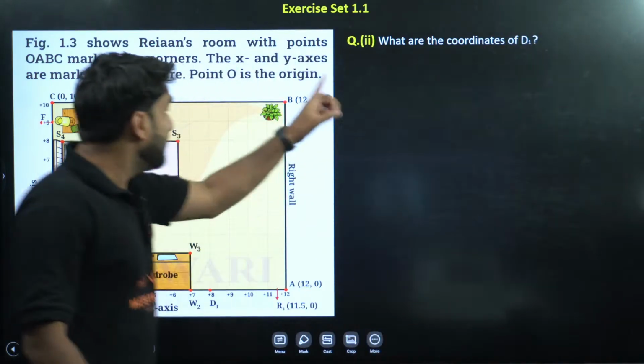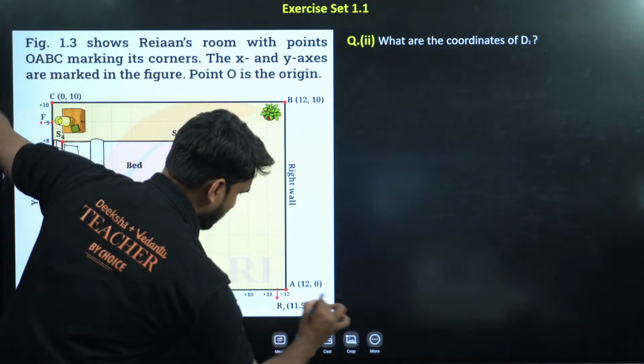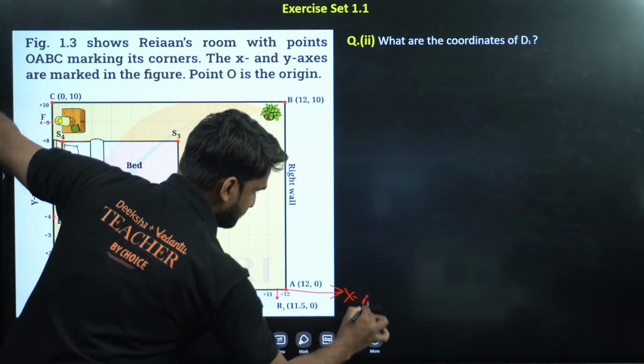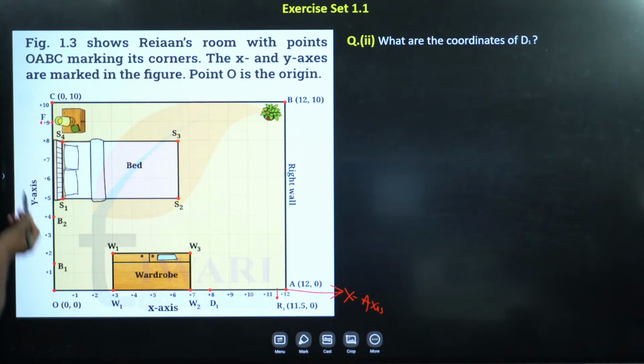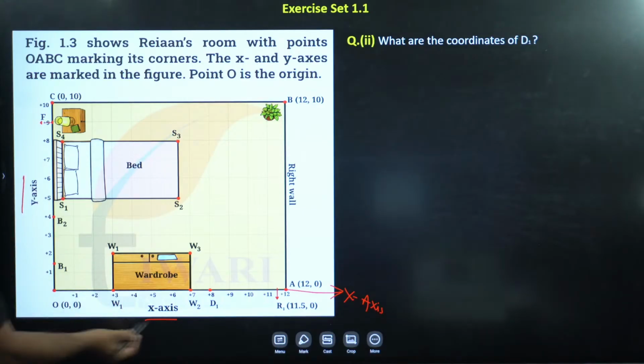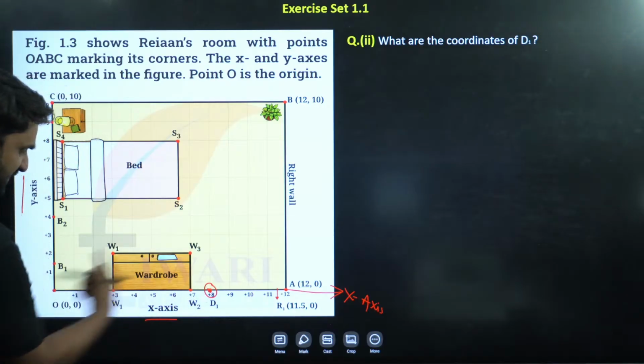So here D1 is on the x-axis, because this is the x-axis, right? And this is already mentioned here, the x-axis and y-axis. And D1 is a point here. This point is D1, and D1 is on the x-axis.